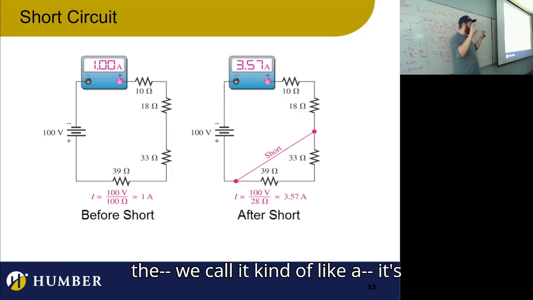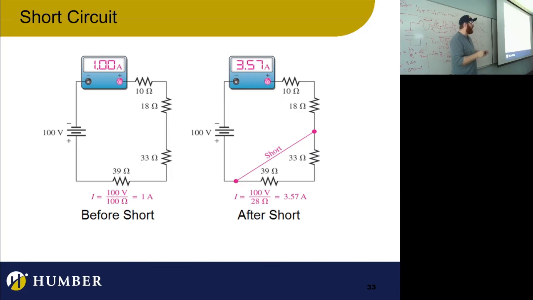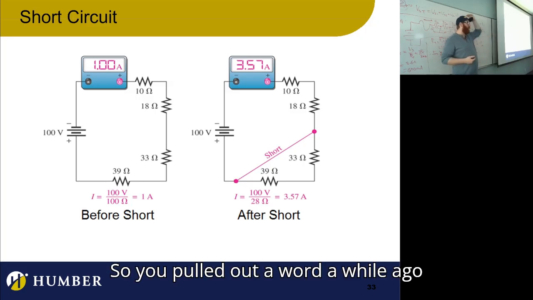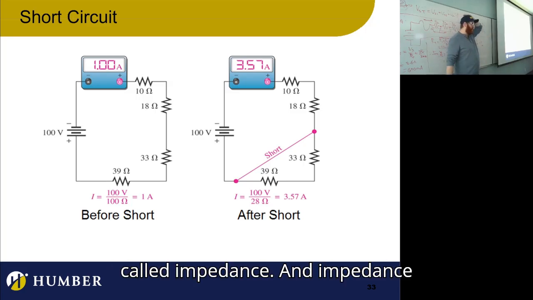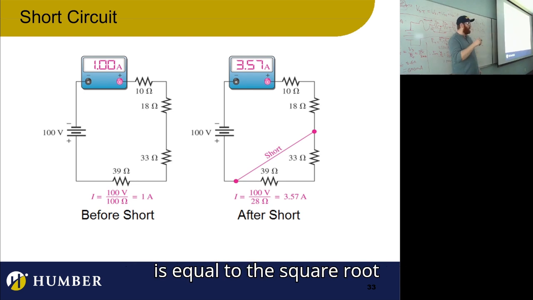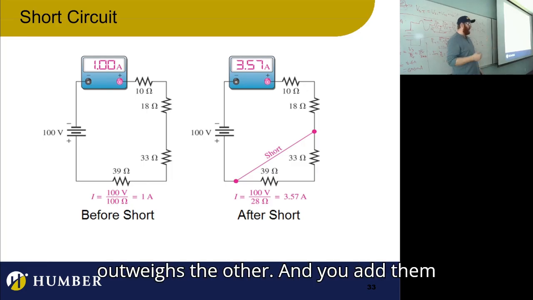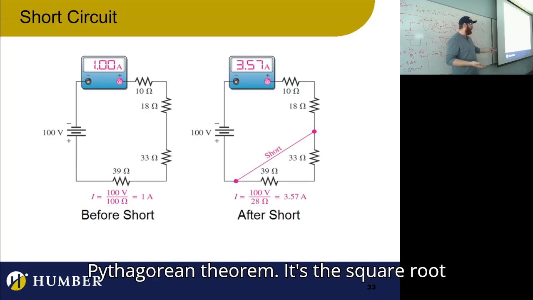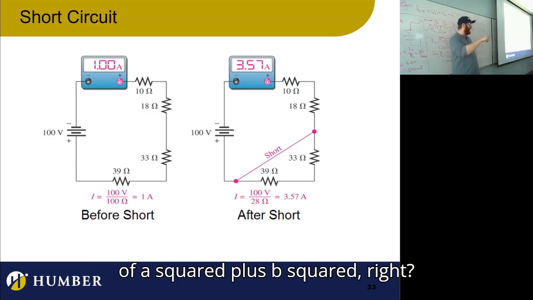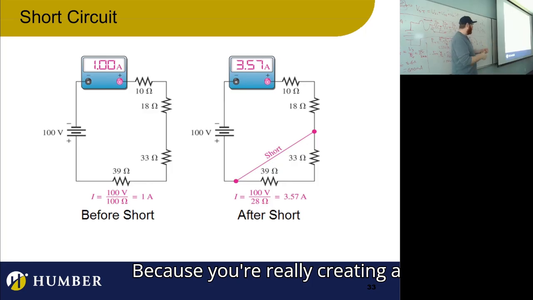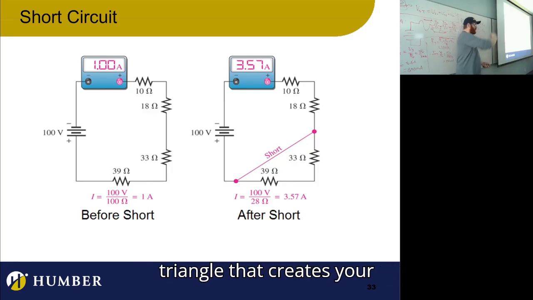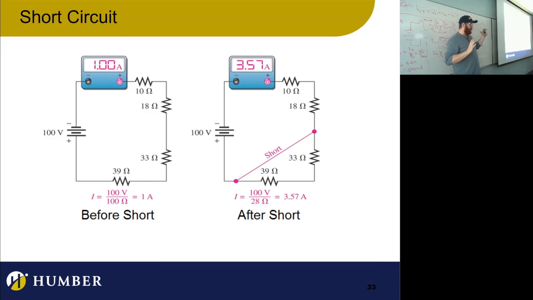We call it kind of like a phase shift, because you pulled out a word a while ago called impedance, and impedance is equal to the square root of the resistance plus either the inductance or the capacitance, depending on which one outweighs the other, and you add them together the same way that you use Pythagorean theorem. It's the square root of like a squared plus b squared, right? Because you're really creating a triangle, and it's the angle on the triangle that creates your impedance.